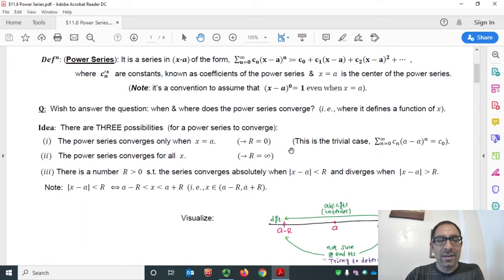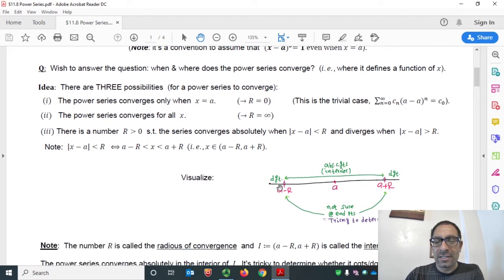Quick question to ask ourselves: when and where does the power series converge? That is, where does it define a function of x? Idea: there are three possibilities. The power series converges only when x equals a. I think this is the trivial case. Put x equals a, then this gives me simply c0, which is a constant function. Or the power series converges for all x, or there is a number r such that the power series converges absolutely when the absolute value of x minus a is less than r, and diverges when the absolute value of x minus a is greater than r.